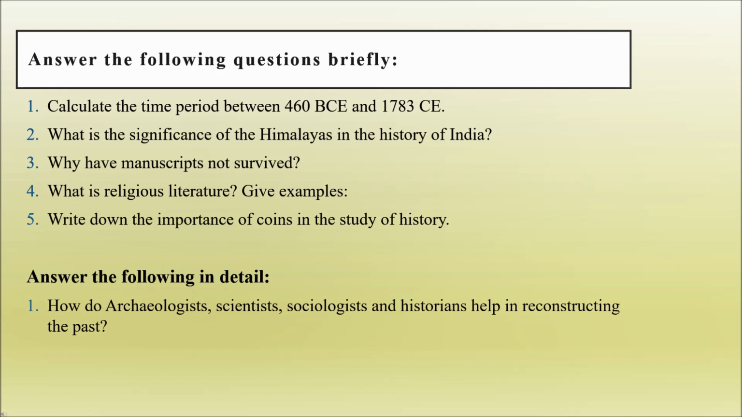Answer the following questions briefly and in detail. I have given only the questions here because you all have written your answers in the classwork note. So take your note and revise with me. First question, calculate the time period between 460 BCE and 1783 CE. You all know that for calculating the years, you need to add both the years. So if we add both the years, we will get 2183 years. That is the answer.